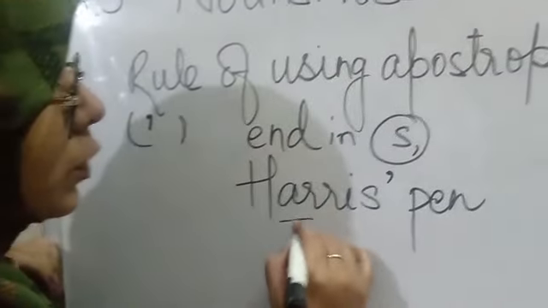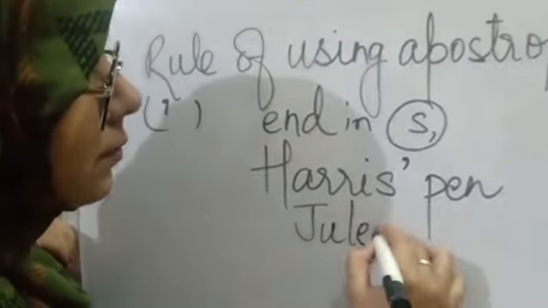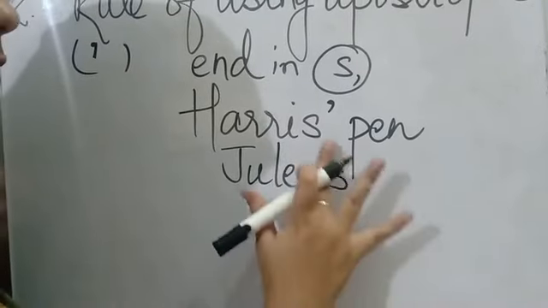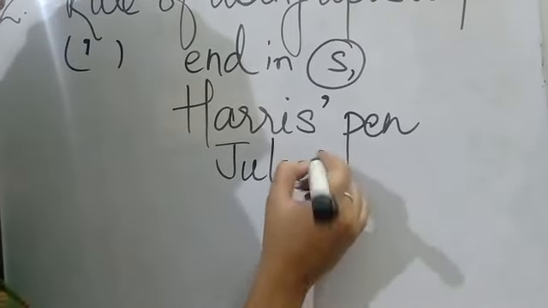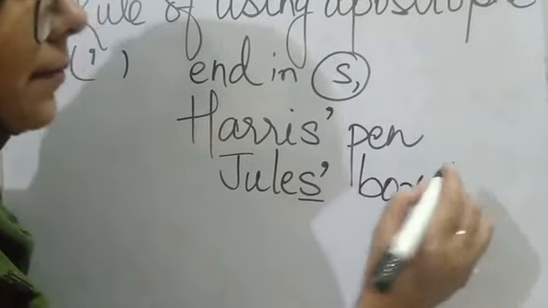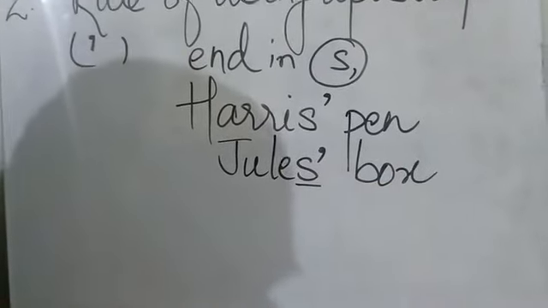Like Jules. The name of the person here is Jules. It ends with S. So there is no need to write an apostrophe S again. We will simply add an apostrophe. Jules' box. That the box belongs to Jules.